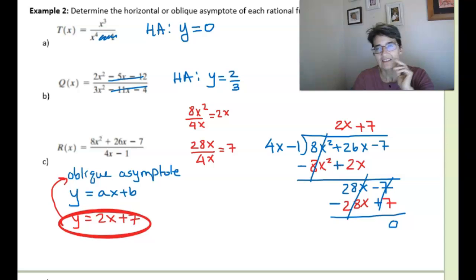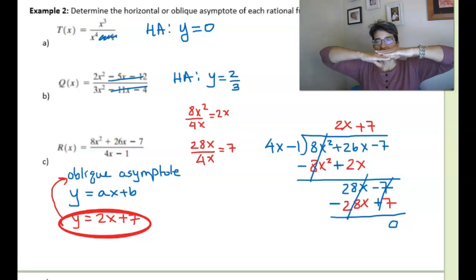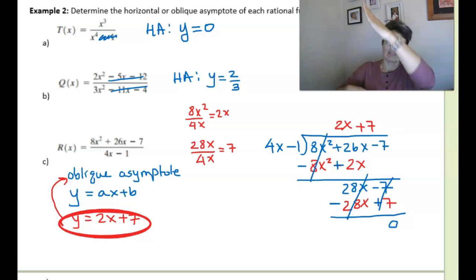So with an oblique asymptote, you have to go through this process of long division to find the equation of the line that describes it. A horizontal asymptote is just y equals a constant. An oblique asymptote is angled, so you need to find the equation of that angled line with that slope.